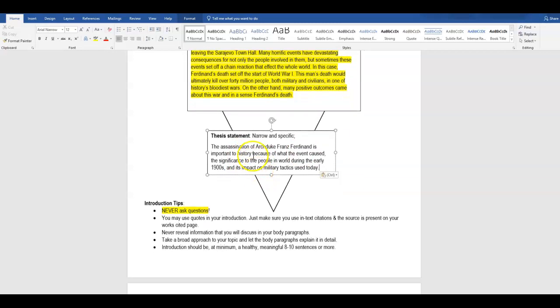Now, in your thesis statement, these will turn into your topic sentences for body paragraphs 1, 2, and 3. So body paragraph 1 will be about the important history because of what the event caused. Body paragraph 2 will be the significance to the people in the world during the early 1900s when this event was. And body paragraph 3 will be about its impact on military tactics used today.